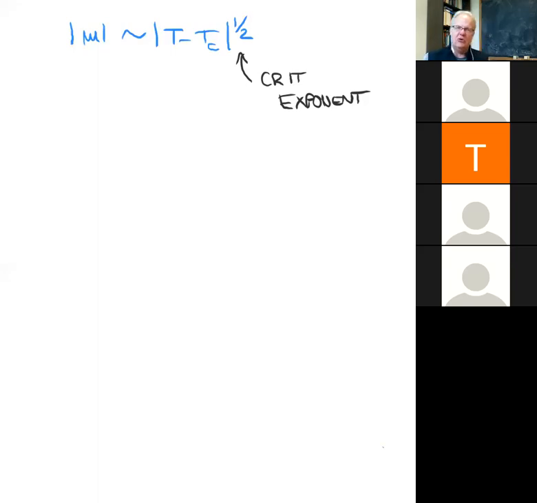So the 1/2 is somehow a more solid prediction than the coefficients in front. In particular, it's independent of what precisely the system is. Any system that has an Ising-like Landau functional, one that's just alpha m squared plus beta m to the 4, would all have that critical exponent, which is 1/2. But the coefficient in front and the actual Tc and so on could, of course, be different.